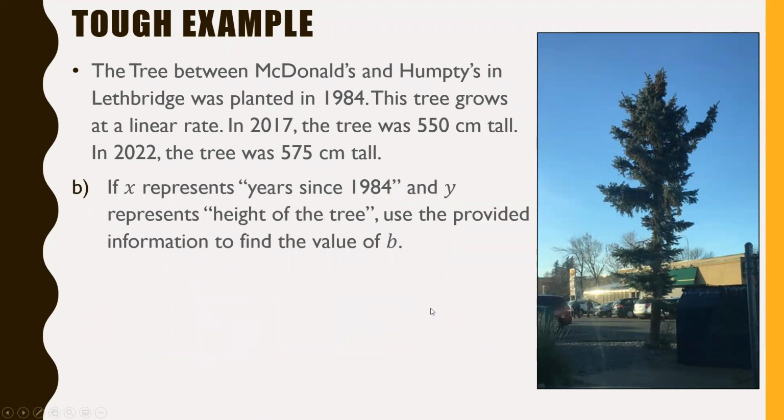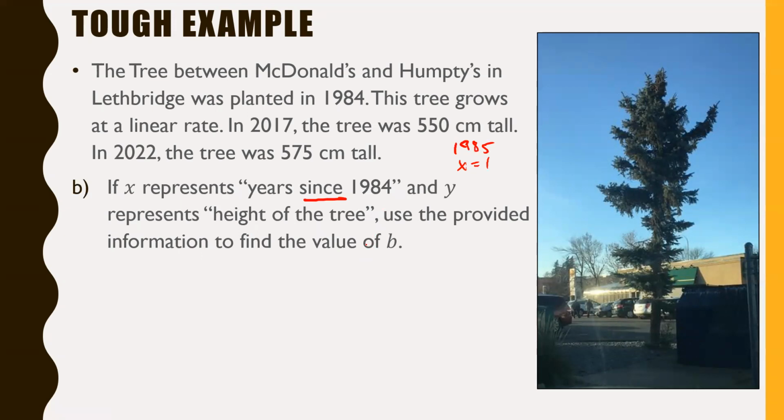Part B. So if X represents years since 1984, very careful with the wording there, years since 1984. So if the year was 1985, then that means X is 1. If it was 1986, that would mean X is 2, and so on, right? So if X represents years since 1984 and Y represents height of the tree, use the provided information to find the value of B.